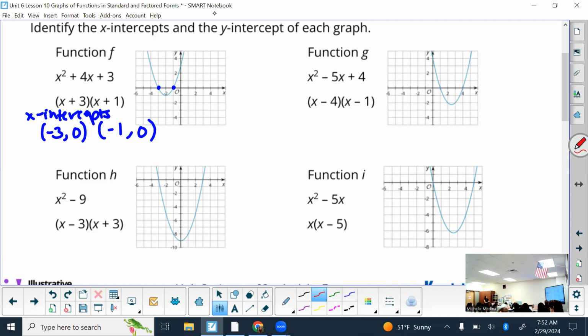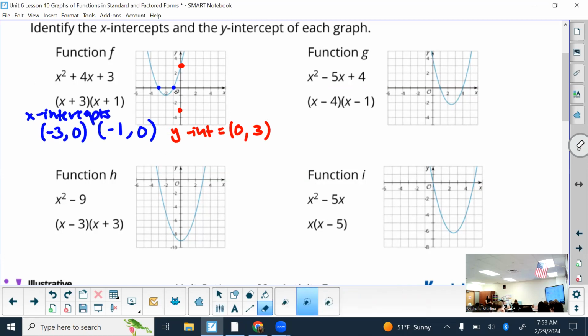Table 2, what is my y-intercept for this one? Okay, I heard 3 and -3. Y-intercept is when the x is 0. I agree it touches at 3. I don't think it touches at -3 though. So this one has just one y-intercept. Any questions on how to find that? Good.